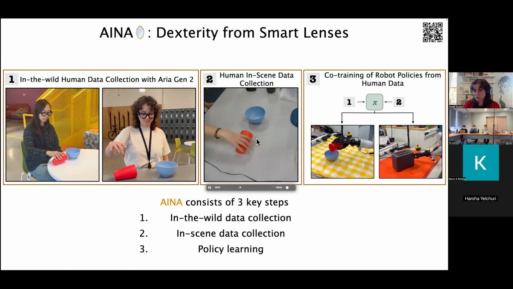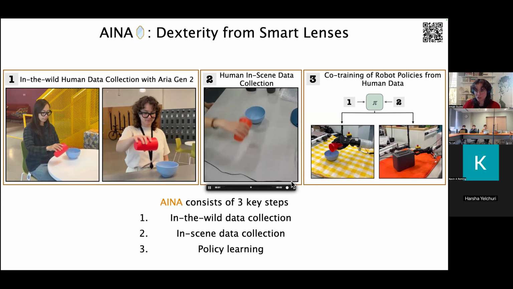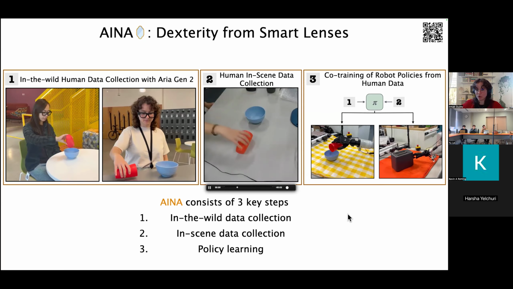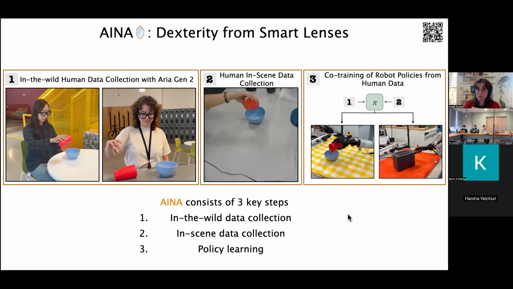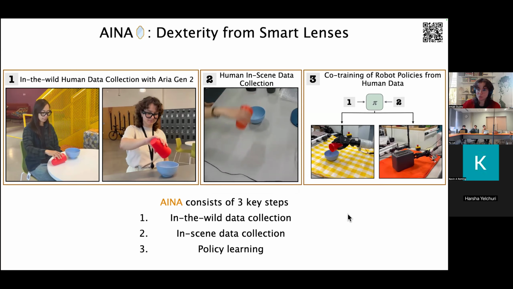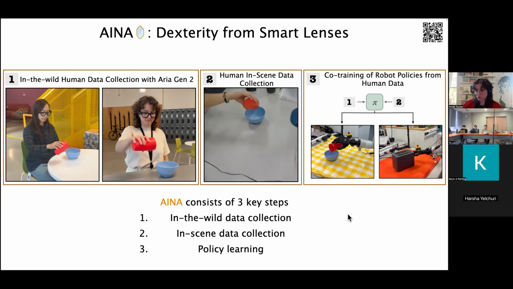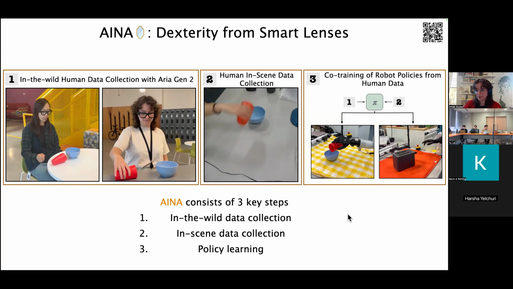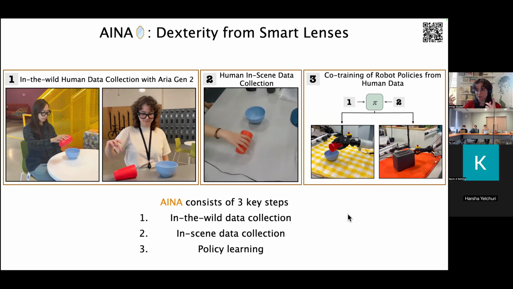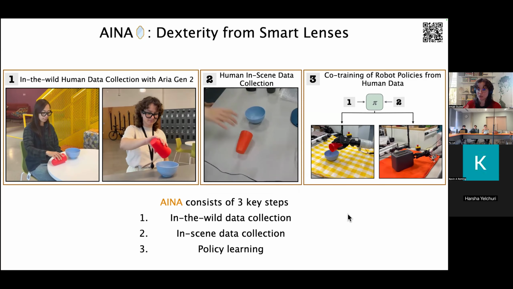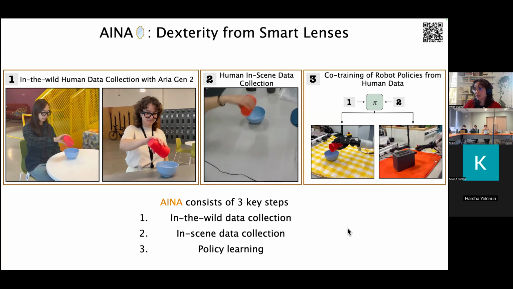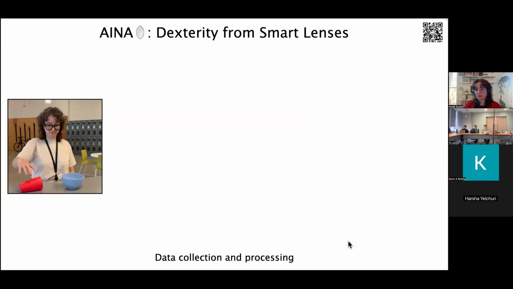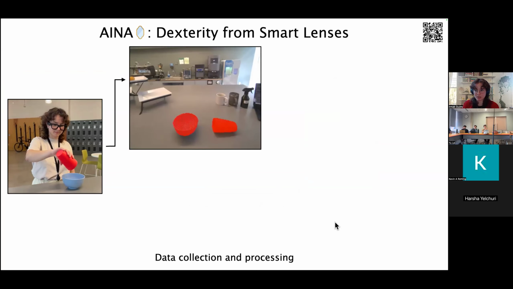The most important use of this in scene data collection is to ground and move all of the in the wild demonstrations to the same space as the robot's environment. In that way, once we move all of the demonstrations to the same coordinate frame as the robot, then we can train policies with it. And here's the processing part.